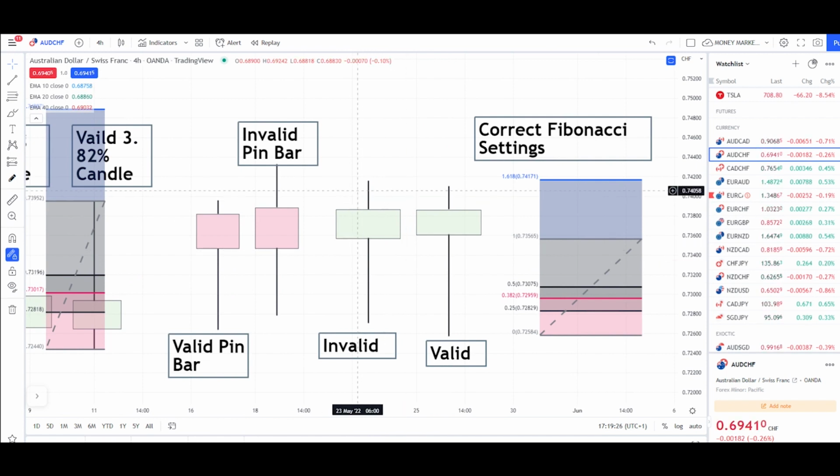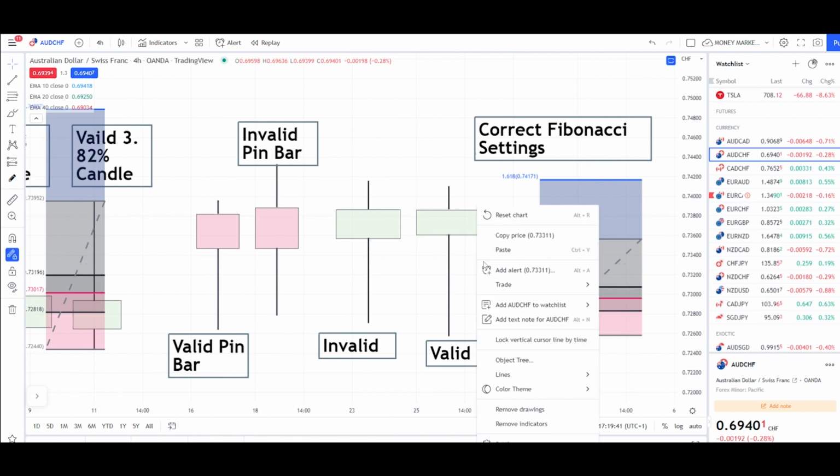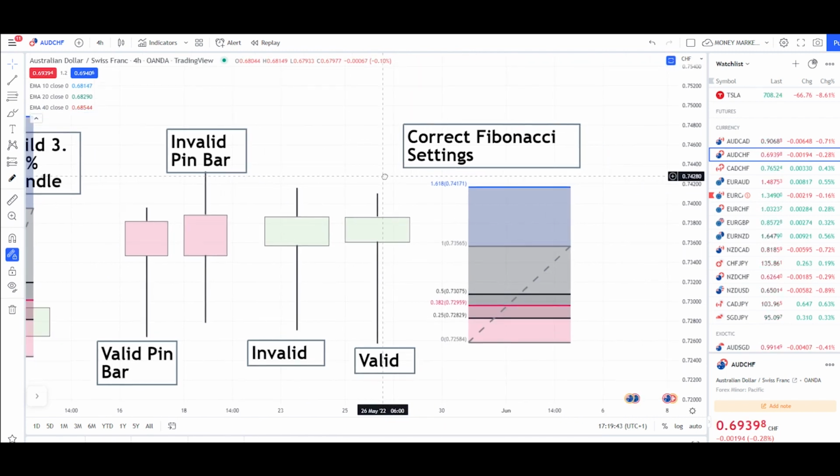So imagine if you are taking a 382 entry, I have a strategy for that. And if you are looking at the wrong candle, sometimes by the looks of it, it looks valid. But if you check it with the Fibonacci tool, that comes up as invalid. So it's very important you check your candlesticks using your Fibonacci retracement. So these are the settings I have right here. If you want to copy that, you can copy that on your Fibonacci tools.